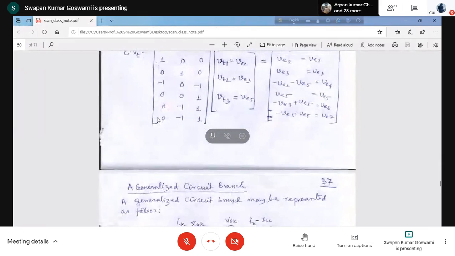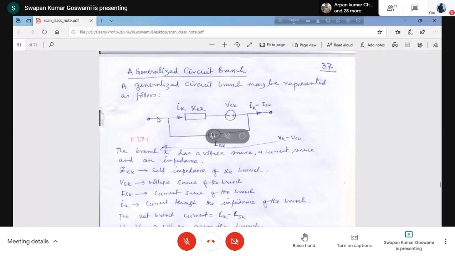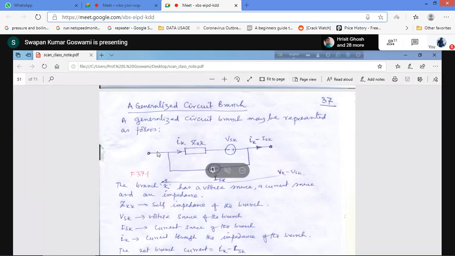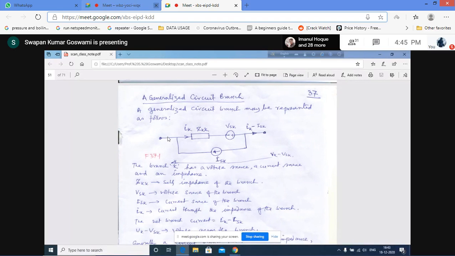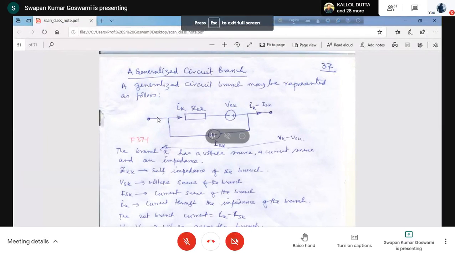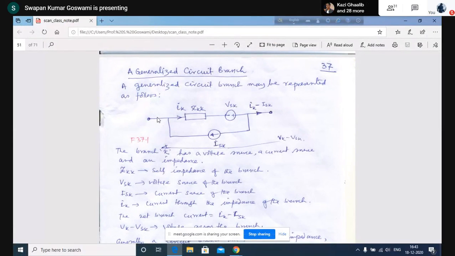Now today, let us go for a generalized representation of a branch. Why is this necessary? Because we have considered different matrices, and now sources are also to be included: voltage source, current source, all these things. So let us see how we can introduce a network element such that we can consider both voltage source as well as current source. What is the basic difference between voltage and current sources? In a voltage source, there is a generated voltage with series impedance. In the current source, there is a generated current in parallel with the impedance. So this is the representation.